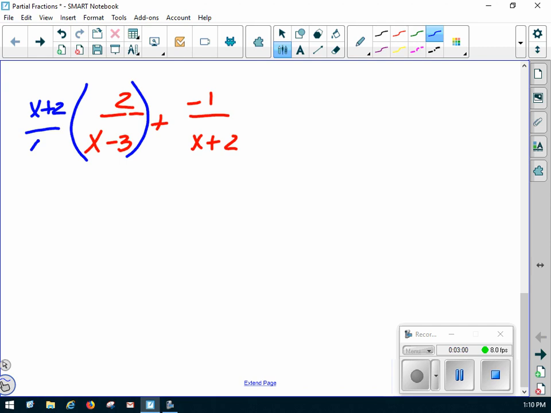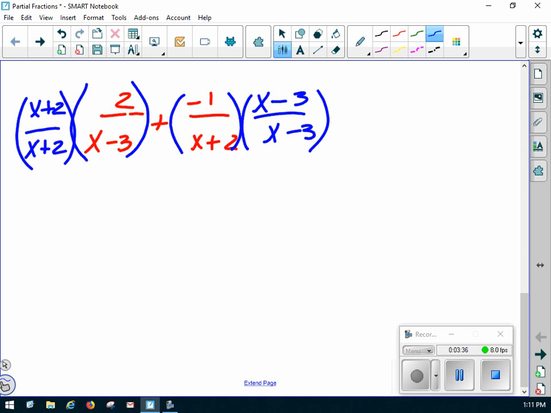Now, why do I do it like this? Why do I have to do both? Why do whatever I do to the bottom I have to do to the top? Why? What's x plus 2 divided by x plus 2? 1. I can multiply anything in the world by 1, and what do I get back? The same thing. So I'm just multiplying by 1. I'm getting the same thing back. It's just going to look different. What do I multiply this one by? Again, I'm just multiplying by a form of 1, not changing anything except the way it looks.